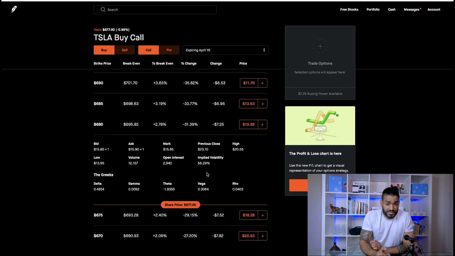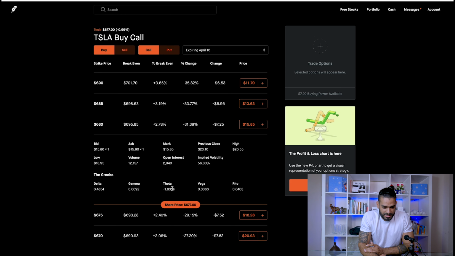Like I said, if Tesla goes up $1, you then have to add 0.0092 to the Delta, that's 0.4854, and the new Delta is going to be 0.4946. So remember, for every dollar that this stock goes up, you're going to add the Gamma to the Delta, and that's going to be the new Delta. And then for every dollar it goes up, you're going to add that new Delta to the premium. So that's how your options become more profitable and more premium, and that's how you make more money. The higher these stocks go up, the more money you make.